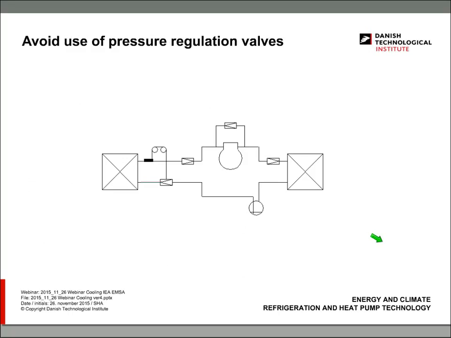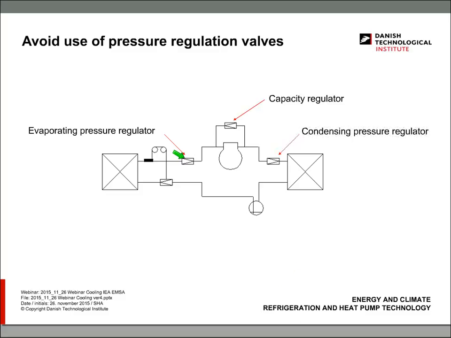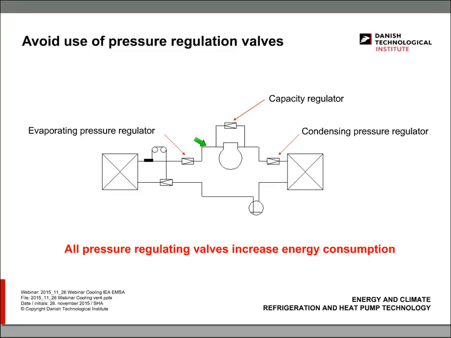And still talking about possibilities to decrease energy, sometimes we use pressure regulating valves in the system. In this case, we can add a valve in here. We can also add a valve here at the top, which we call a capacity regulator, or we can add a condensing pressure regulator. What I just want to say is that any kind of regulating valves increase energy consumption, because either the suction pressure here gets lower, meaning again 2 to 3% per degree, or the condensing temperature here gets higher, the pressure gets higher in case of these valves. So try to avoid it if you can.